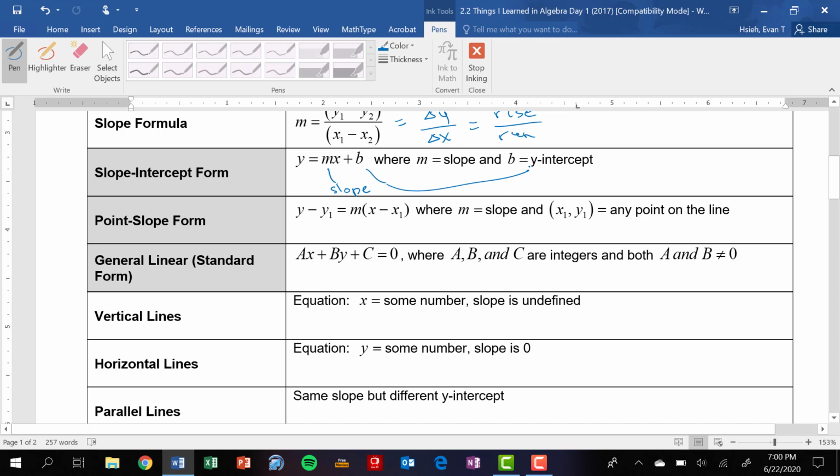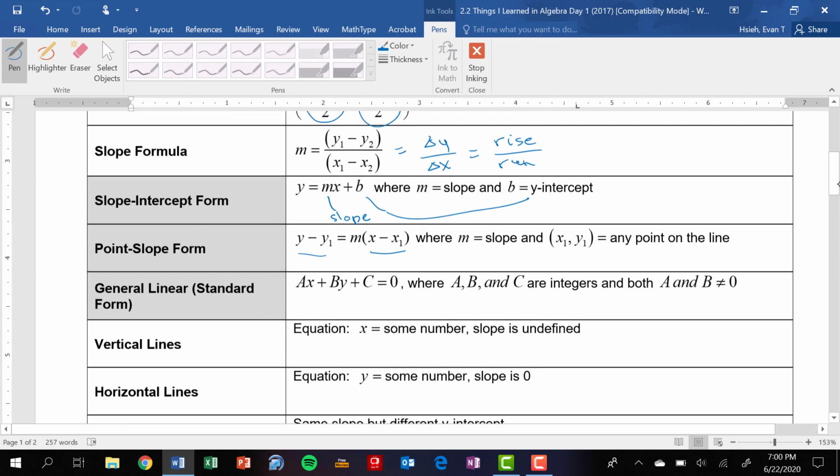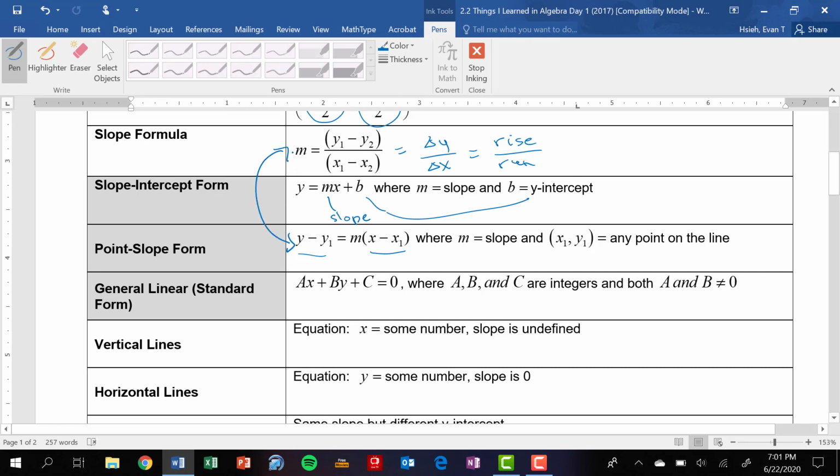Point slope form is the one that I actually use the most. It's y minus y sub 1 equals m times x minus x sub 1. Now, if you forget what this is, you can hopefully see that these formulas right here and here are exactly the same. If I divide both sides of the slope formula here by x sub 1 minus x sub 2, I get this formula right here, the point slope form. As we go through the problems on the back side, I'll show you how to use point slope form. I usually use point slope form when I'm trying to find the equation of a line.